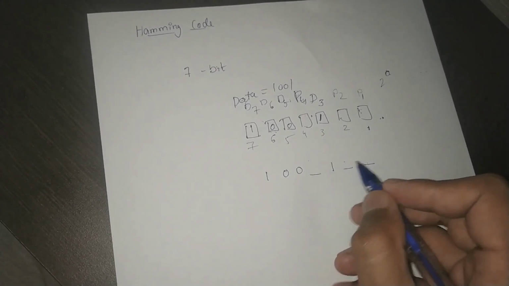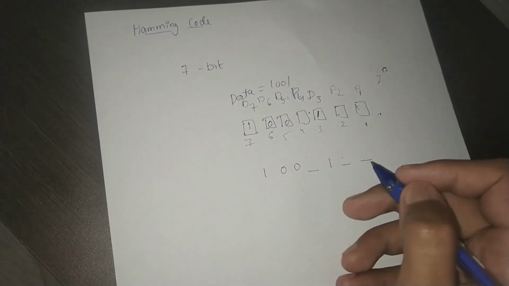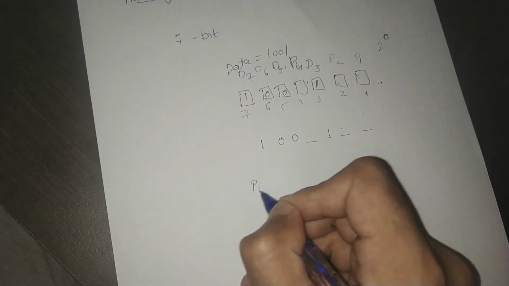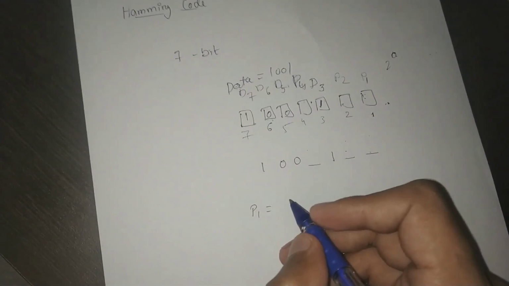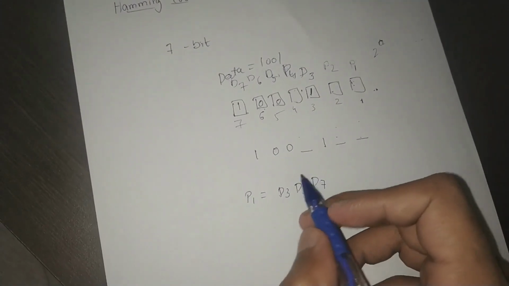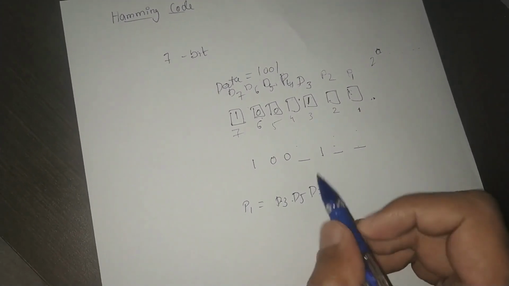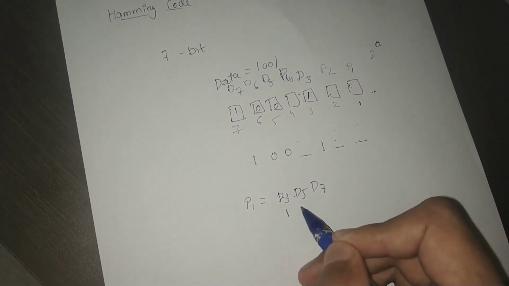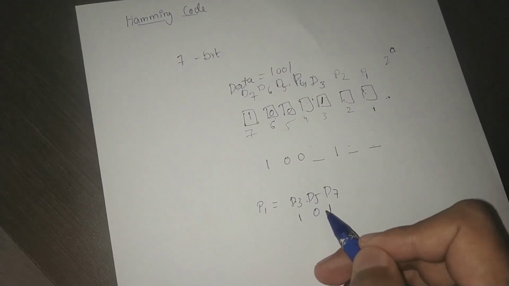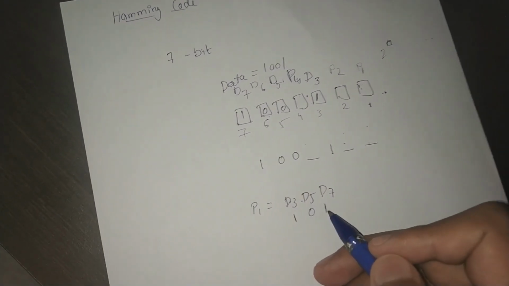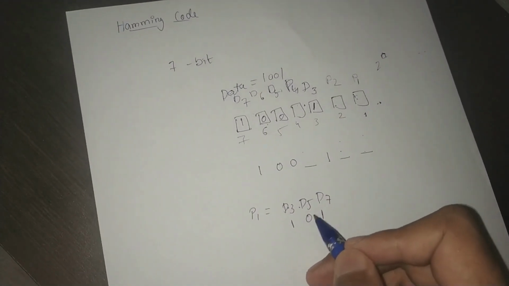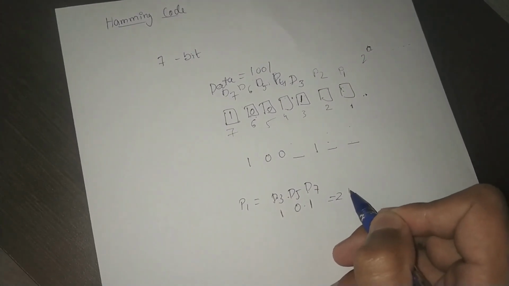But how to find these bits, P1, P2 and P4? There is a formula to find them. When you see P1, you should see D3, D5, D7. You just have to remember it. My D3 is 1, my D5 is 0 and my D7 is 1. We have to make an even number of ones. How many ones do we have? 2 ones.